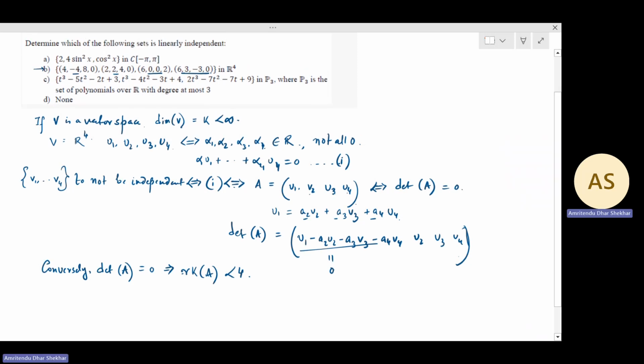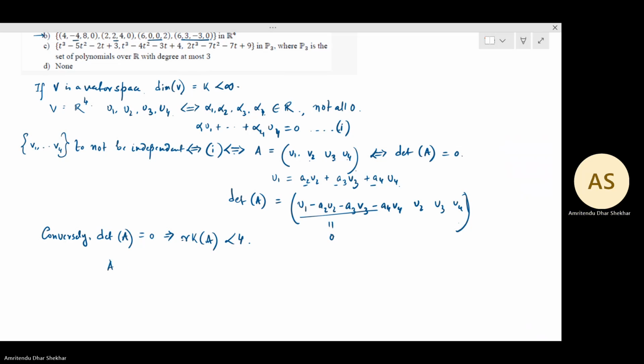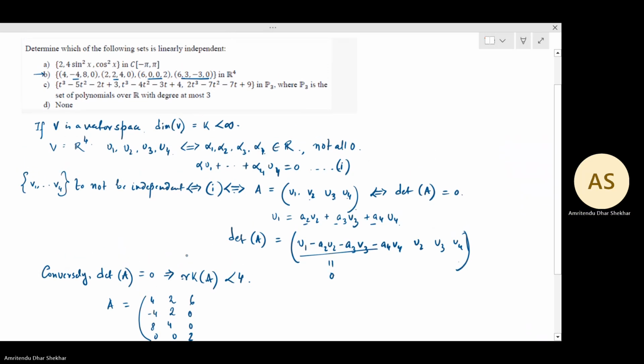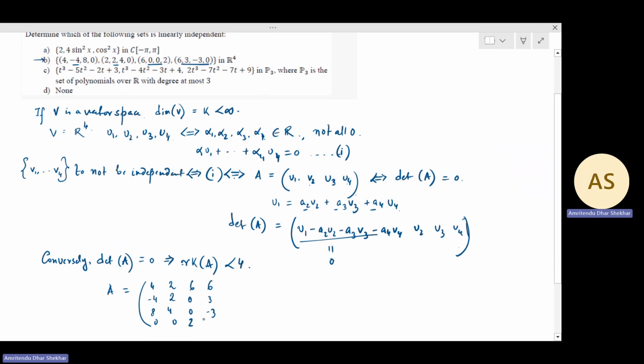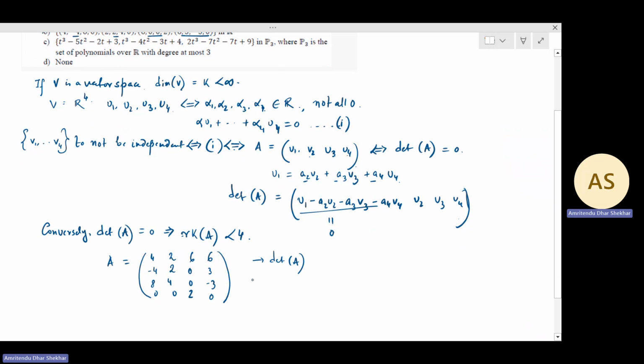So for this particular problem, it suffices to construct this matrix A, which is 4, minus 4, 8, 0, 2, 2, 4, 0, 6, and 6, 3, minus 3, 0. And then there are several equivalent ways to solve the problem. You can either compute the determinant of A, or you can also compute the rank of A.